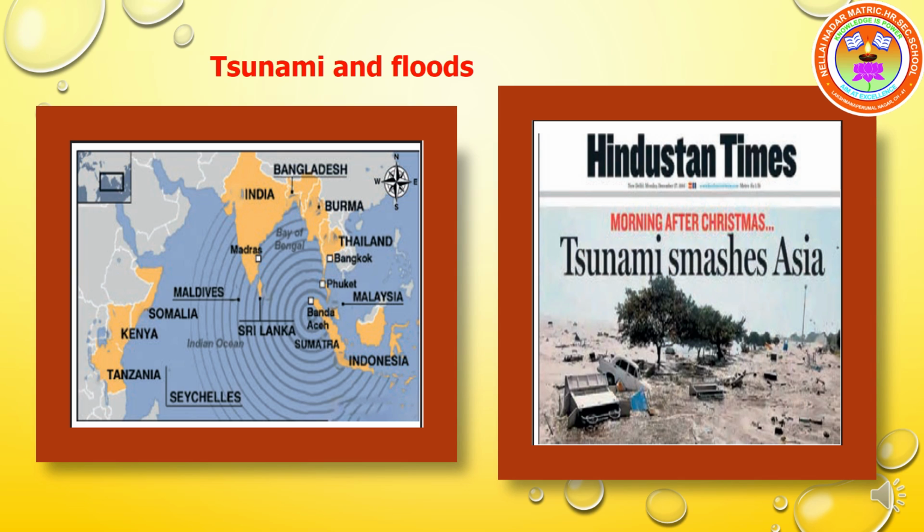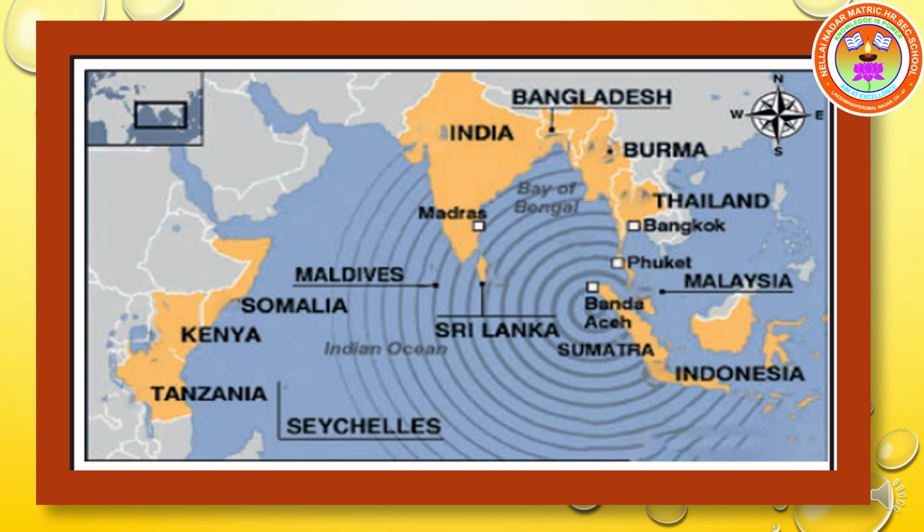After that, the Indian government set up a tsunami early warning system at the Indian National Center for Ocean Information Services, that is INCOIS. They set up this warning system at Hyderabad in the year 2007. Okay, so after 3 years they set up this organization. This is an organization which gives warning about tsunami. Is it clear, children?